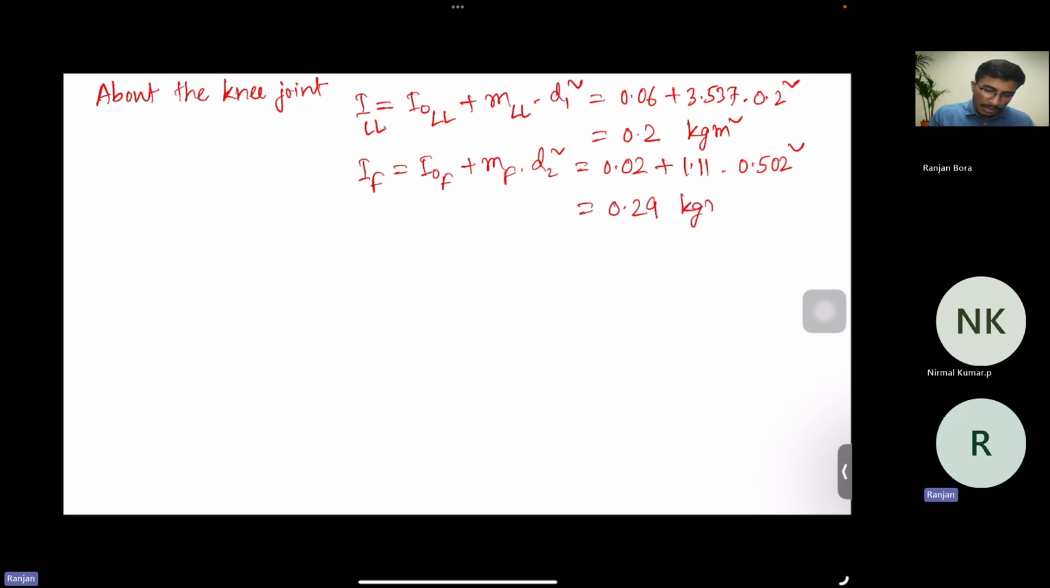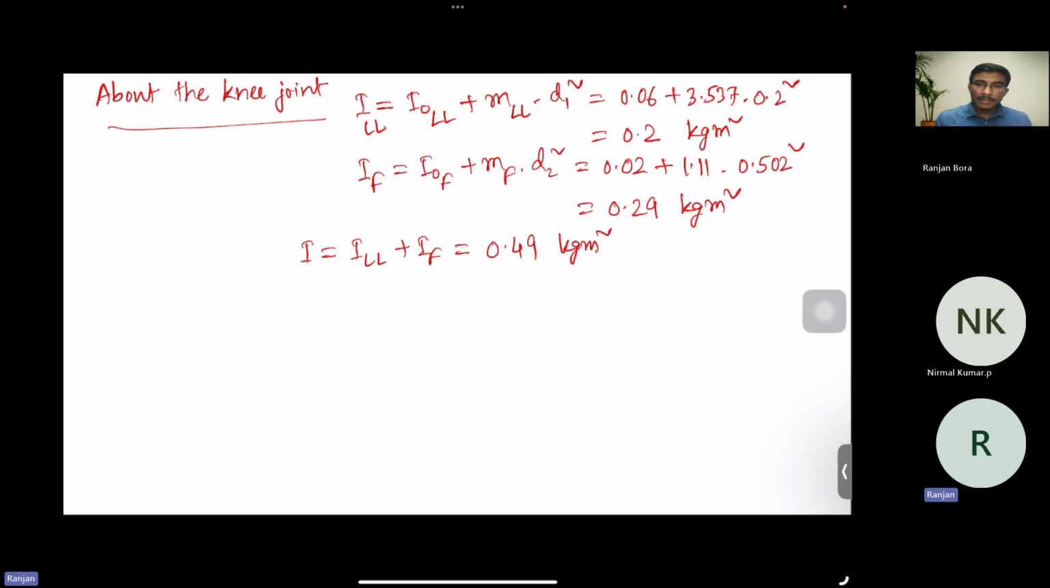0.29 kg meter square. So we have found the moment of inertia of the lower leg and the foot with respect to the knee joint. Okay, so what will be the total moment of inertia about the knee joint? The total moment of inertia will be I equal to ILL plus IF. It will be 0.49 kg meter square.